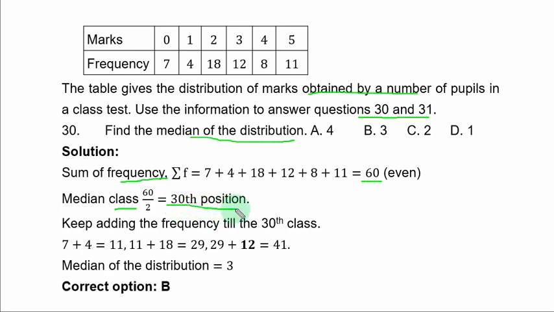What you do is that you keep adding the frequency till the 30th position. You add the first two, 7 plus 4, you have 11, not up to 30. You add the next one, 18, you have 29, not up to 30. You add the next one, 12, you have 41. That means 30 is accommodated at the point where 12 is added. That is somewhere here. So it means that the median mark is 3. So the correct option is B.